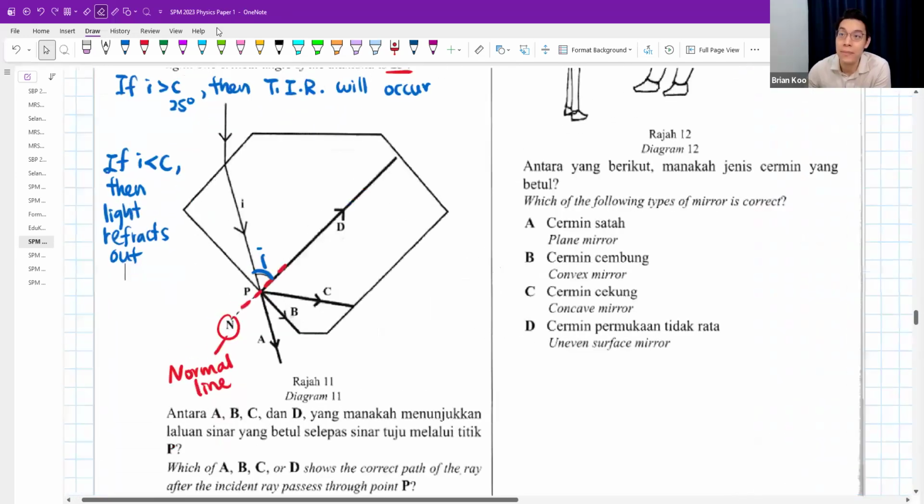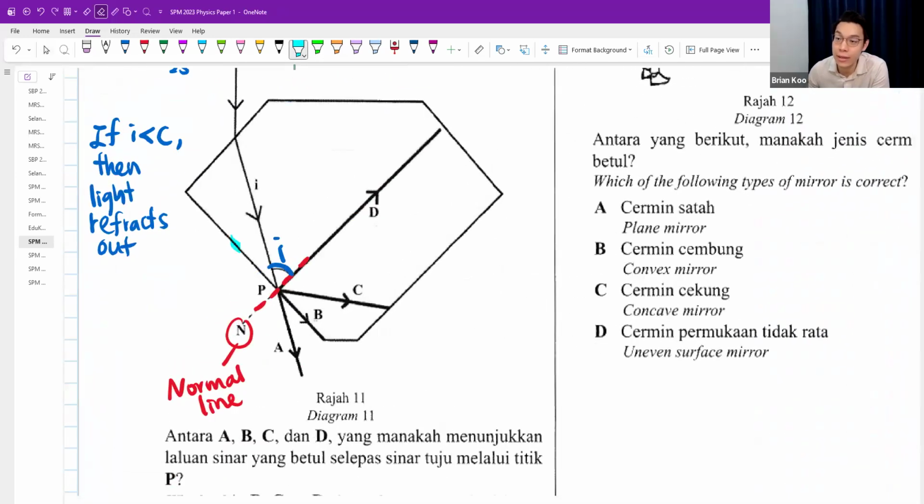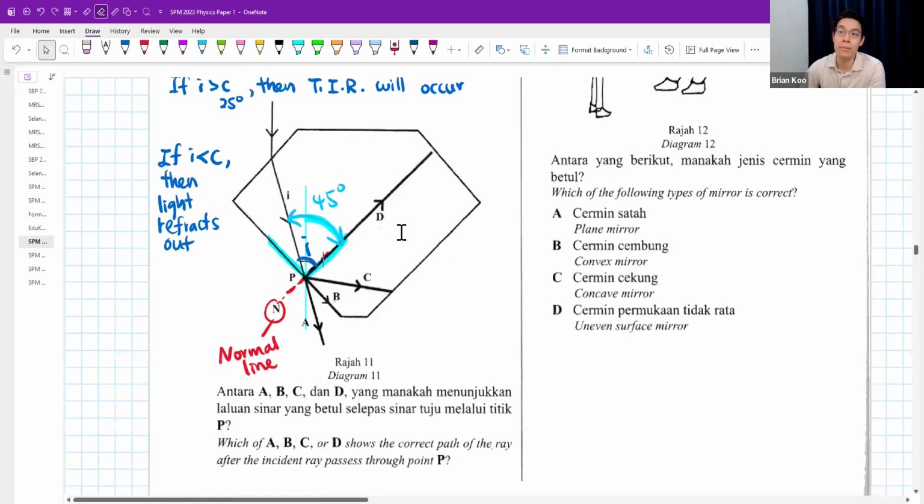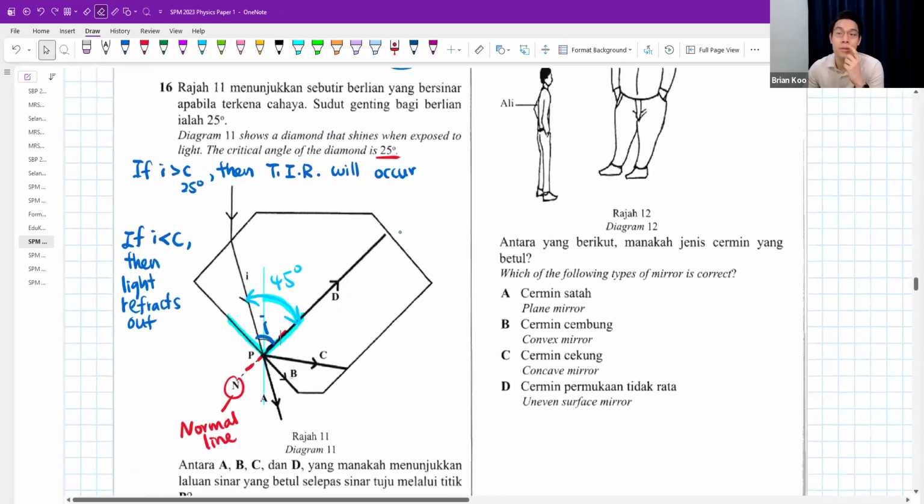You don't need a protractor. You know why? Because you see the angle here, this is a 90-degree L shape. If you cut the 90 degrees into half, this is 45 degrees. Right? This is already 45 degrees. So if your incident angle is a bit more than half, definitely this angle will be bigger than 25, bigger than the critical angle. Total internal reflection will occur for sure.